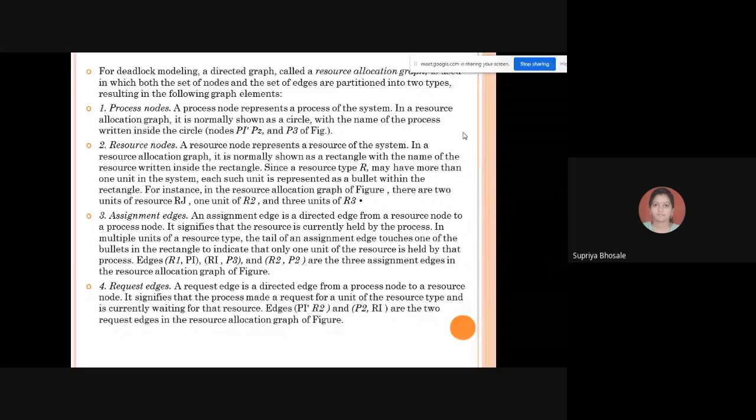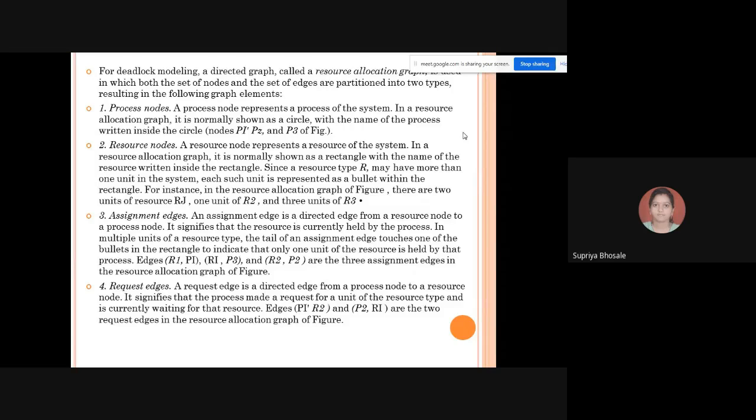Process nodes, what are they? A process node represents a process of the system. In a resource allocation graph, it is normally shown as a circle with the name of the process written inside the circle, like P1, P2, P3 that we saw in the earlier figure.